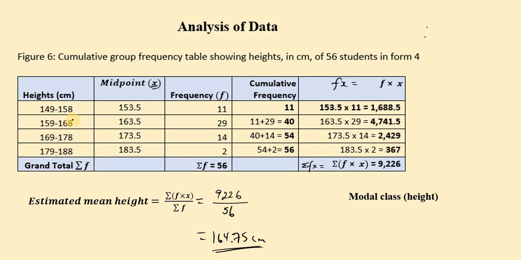So which class interval has the most students? Well, we have 29, which is the most of the frequencies, and therefore the class interval that corresponds to 29 is the modal class interval. So the modal class interval is the class interval 159 to 168. Simply saying that class interval has the most students.